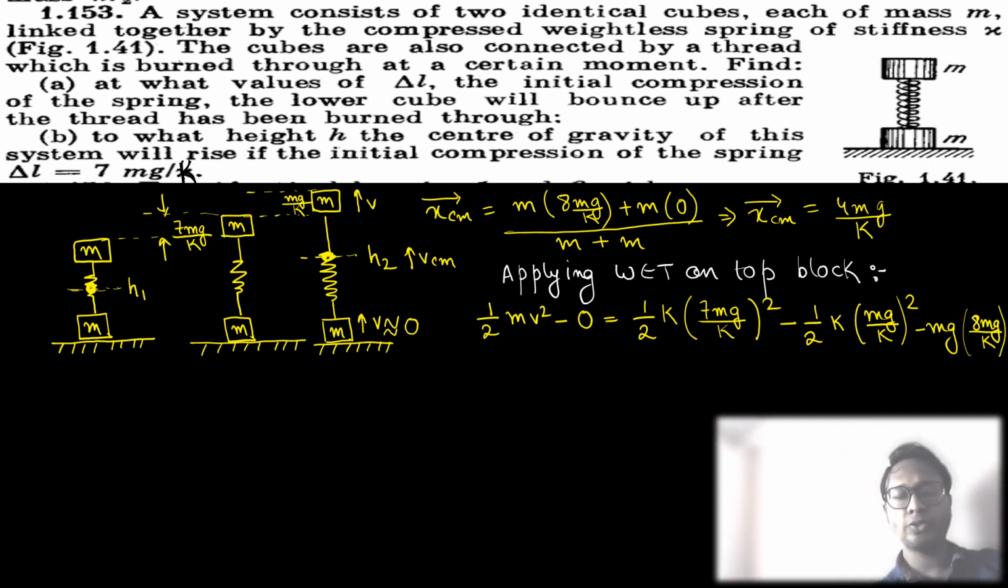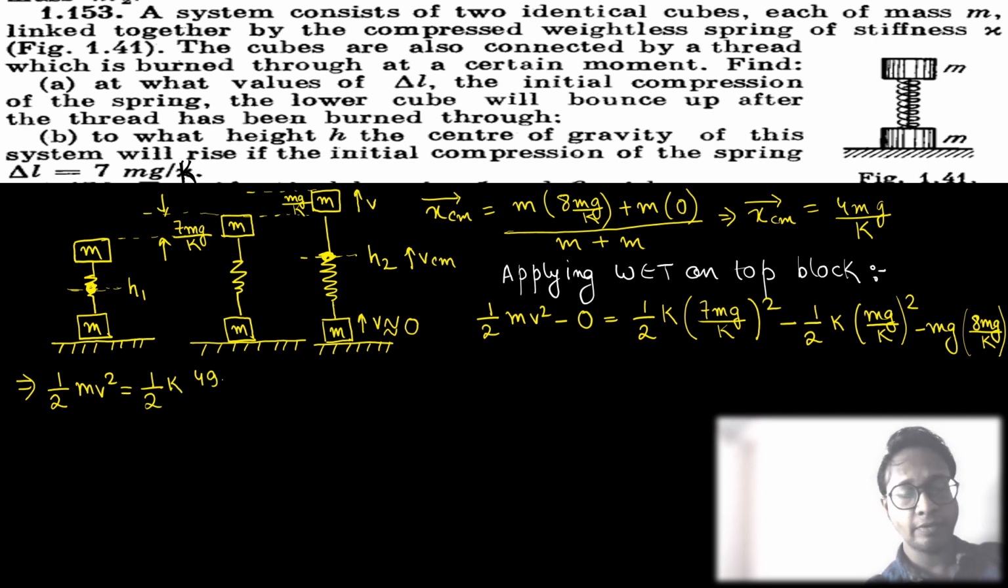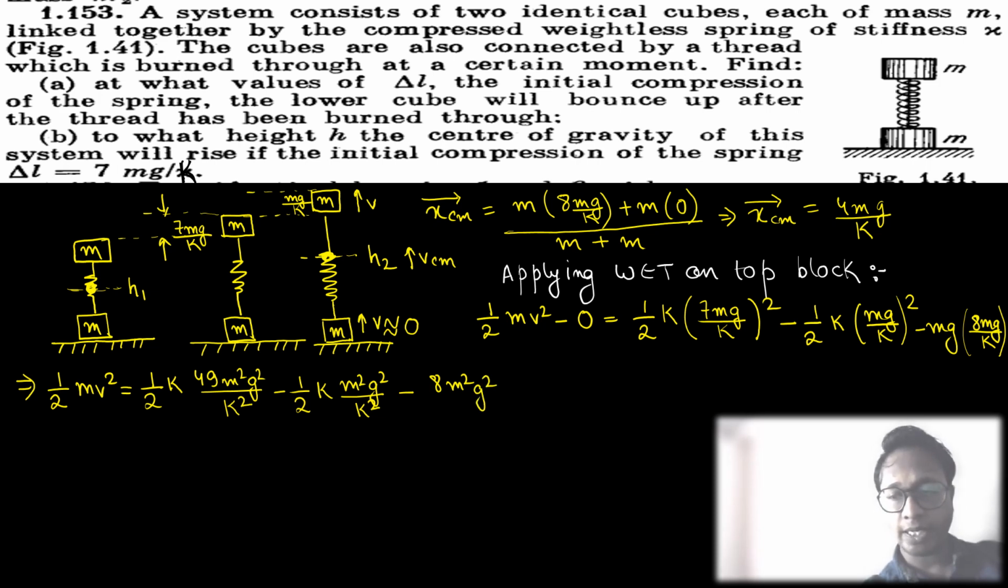Understood? So out here, if I rearrange the equation, I'll get something like half mv square is equal to half k into (7 mg) whole square, 7 sevens are 49, so 49 m square g square by k square, minus half k into m square g square by k square, minus 8 m square g square by k. By this equation I'll find out the velocity.